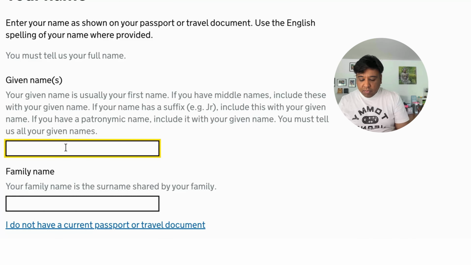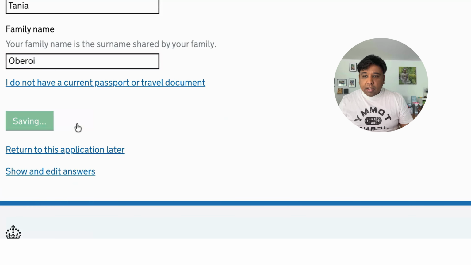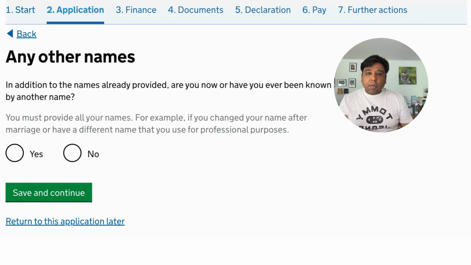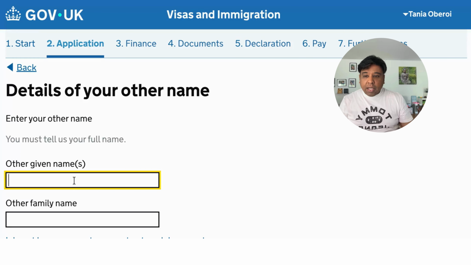And now here you have to give your name, Tanya, and say Oberoi, and click save now. Now this is really important. So many people in Asian cultures, they actually change their surname once they get married. So I'm going to take an example where you have actually changed your name after the marriage. So I'm going to say yes. If you have not changed your surname and it is exactly like on the official document like passport, then select no. But I'm going to say yes, that somebody's changed the name. And Tanya used to be known as Tanya Sharma, not as Tanya Oberoi before the marriage.